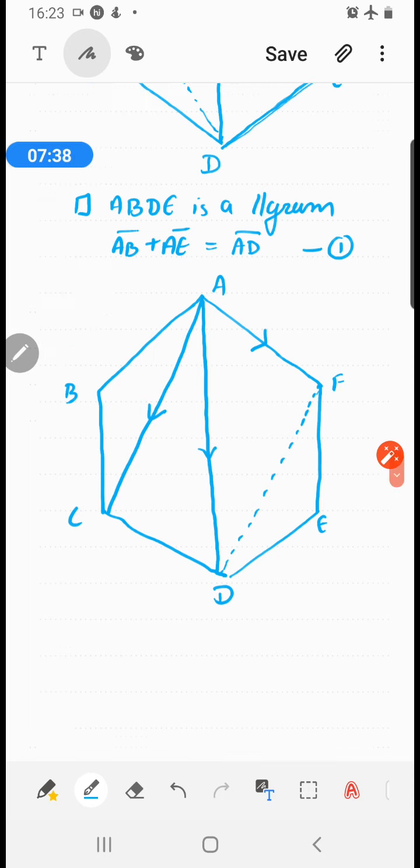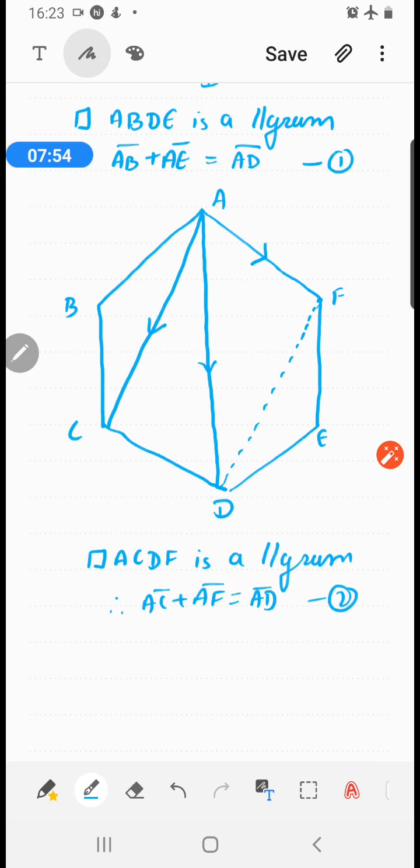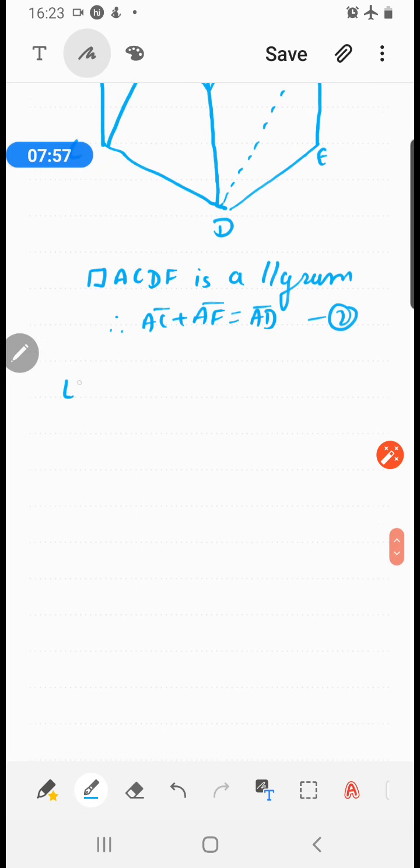So here, can I say quadrilateral ACDF is a parallelogram? And with that, can I say therefore AC bar plus AF bar is equal to AD bar? Result number 2. Now with these two results, I think we have done with it.